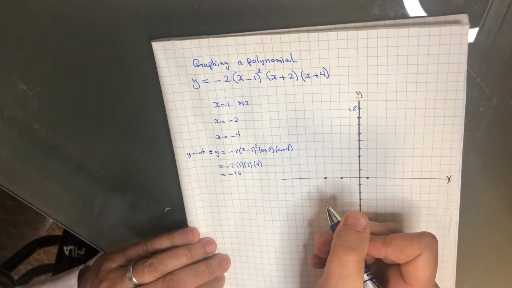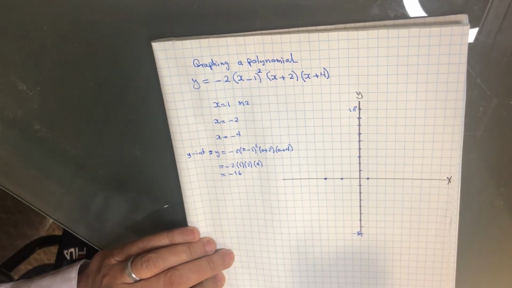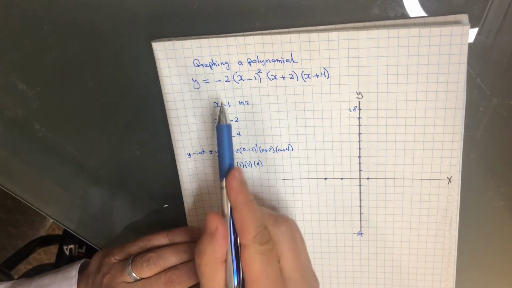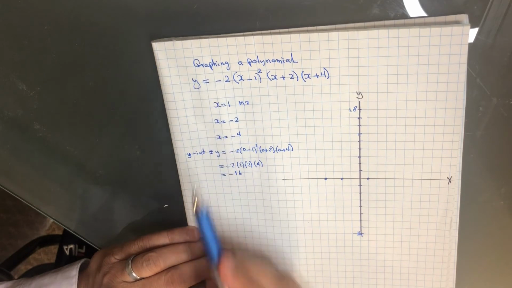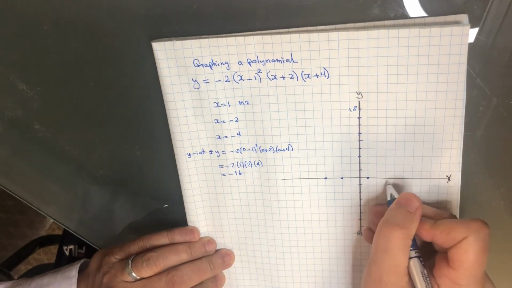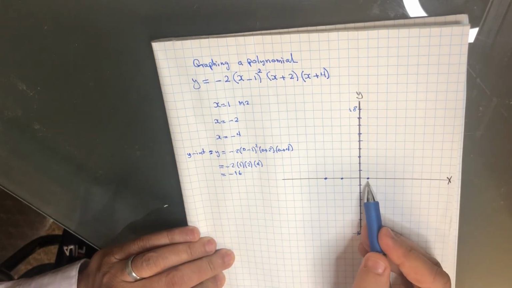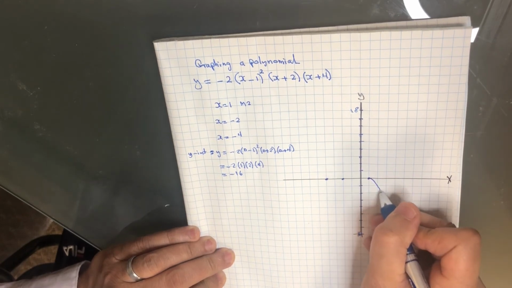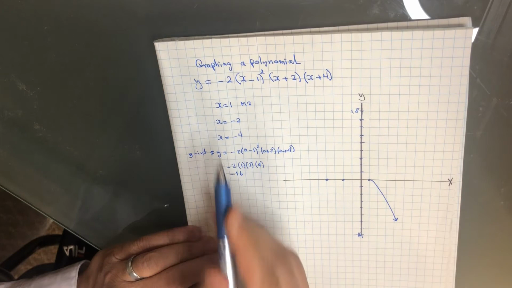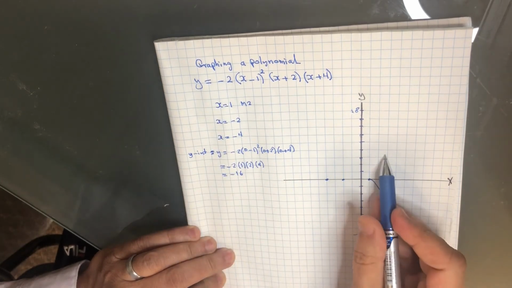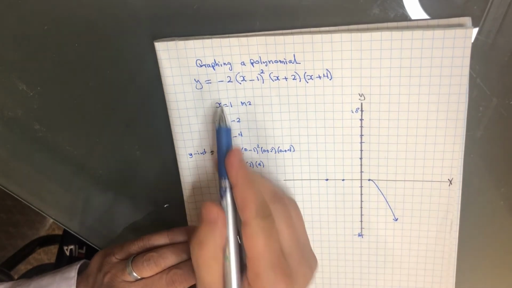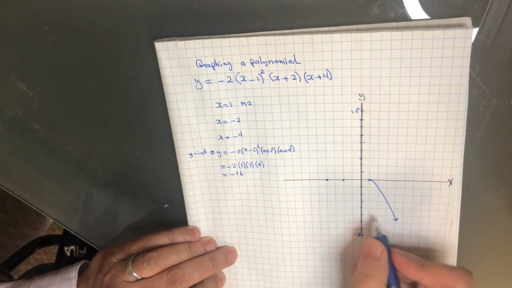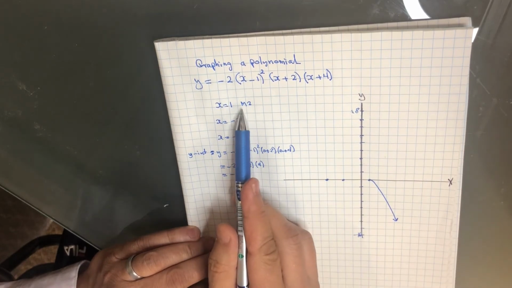Now here is the key, and pay attention right now. If the leading coefficient is negative, you go to the 0 furthest to the right, and you go down. If the leading coefficient is positive, you go up. So because the leading coefficient is negative, you go down.